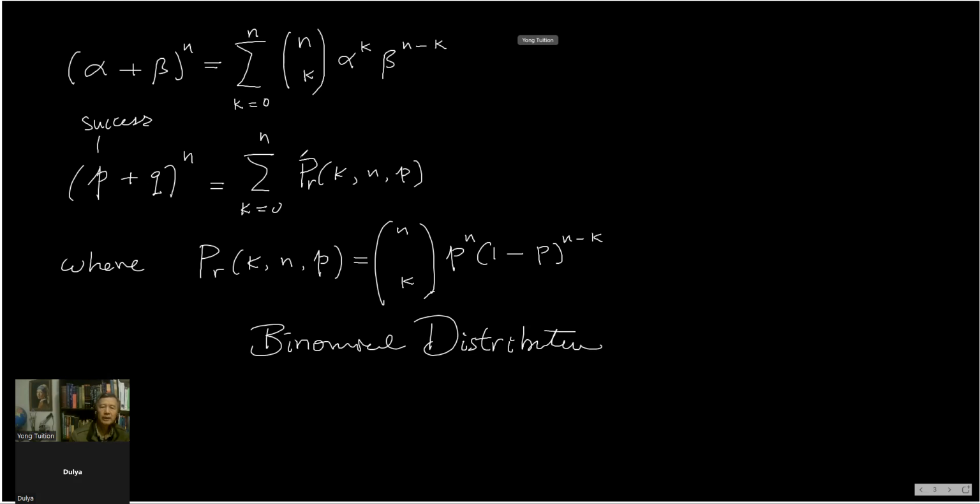So that is related. You can see this, but this is the first one. This formula is called the binomial theorem. It is a different idea from the binomial distribution, but it's related.